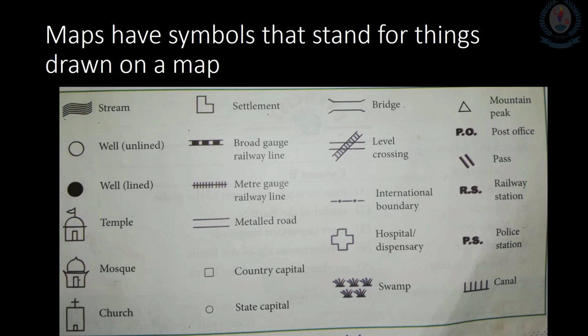Post office is indicated as capital P dot, capital O dot. Railway station, capital R dot, capital S dot. Police station, capital P dot, capital S dot. Mountain peak is denoted by a triangle. And also road. Road is denoted by two lines. As well, hospital is denoted by a cross.